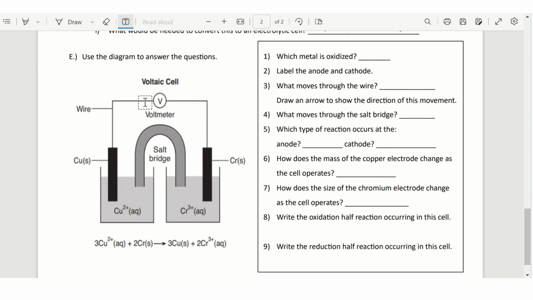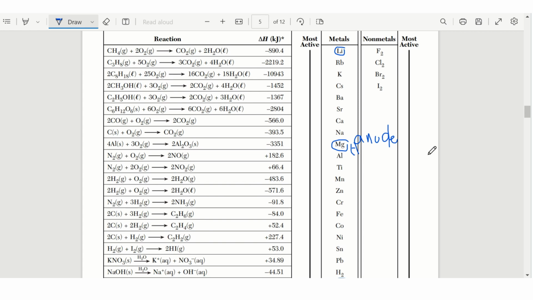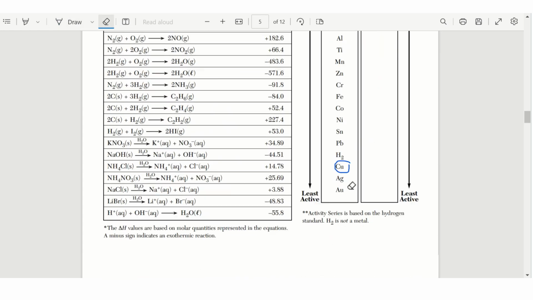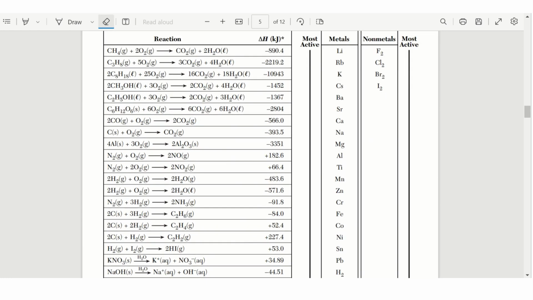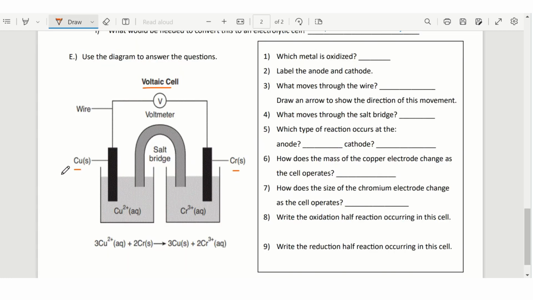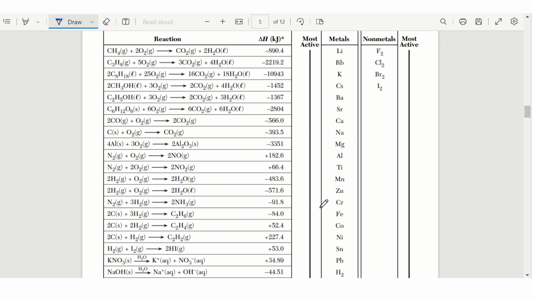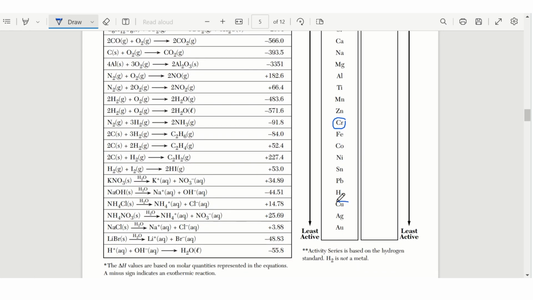All right, we have one more question, and I am going to start with the same thing, right? So I know it's a voltaic cell, right? And I can see what elements I have. I have copper and I have chromium. So let's go to table J. All right, let's remove this so I'm not confused. All right, let me go back again. And what do I have? Copper and chromium. So let's go. Here's chromium and here's copper.